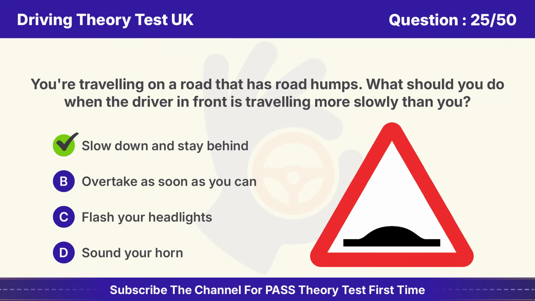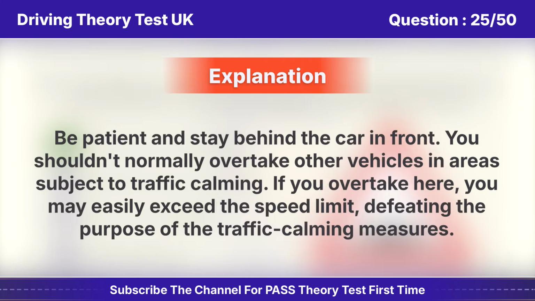Answer is A. Slow down and stay behind. Be patient and stay behind the car in front. You shouldn't normally overtake other vehicles in areas subject to traffic calming. If you overtake here, you may easily exceed the speed limit, defeating the purpose of the traffic calming measures.